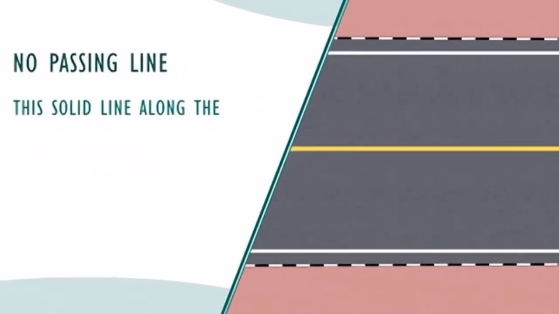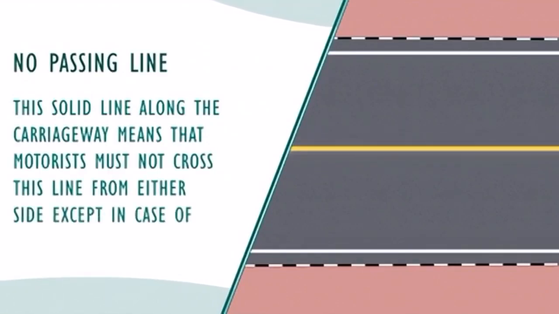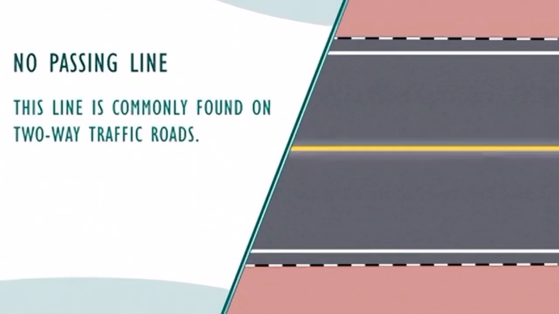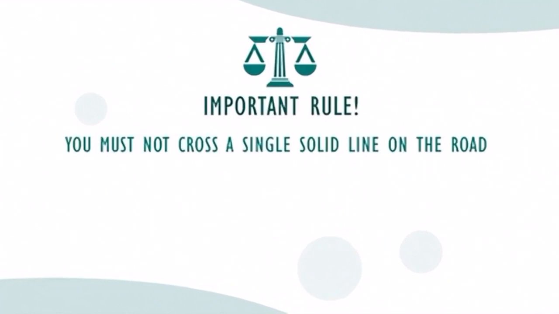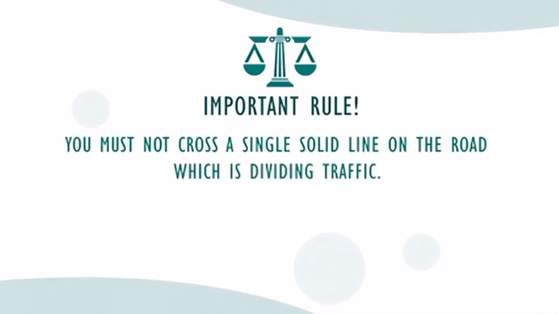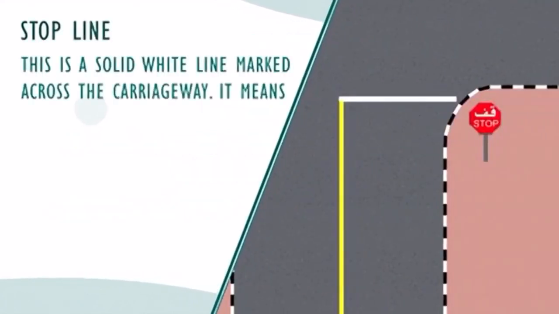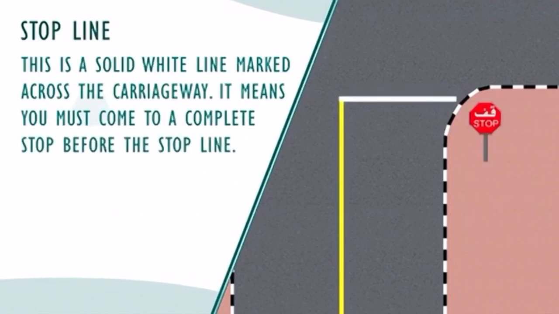This solid line along the carriageway means that motorists must not cross this line from either side, except in case of an emergency. This line is commonly found on two-way traffic roads. Important rule: you must not cross a single solid line on the road which is dividing traffic. Article 58, Executive Bylaw, UAE Federal Traffic Law No. 21, 1995. This is a solid white line marked across the carriageway. It means you must come to a complete stop before the stop line.